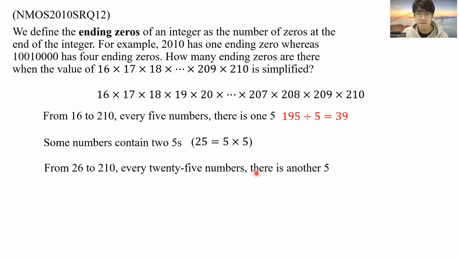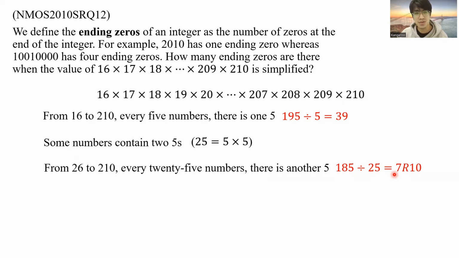And the first 5 of this number has been counted in these 39 5s. So now we can take 185, which is the count of numbers from 26 to 210, divided by 25. So we get 7 such numbers. So with this 7, I would have counted those second 5s in those numbers that contain two 5s.